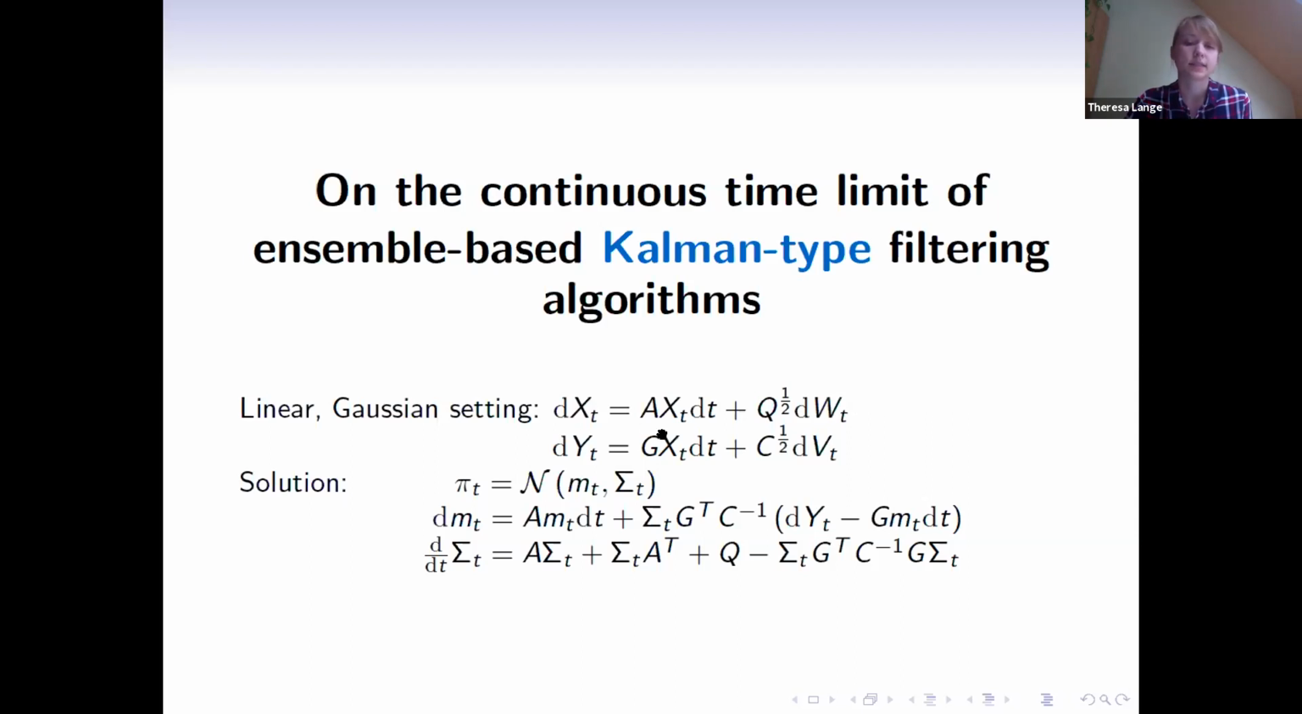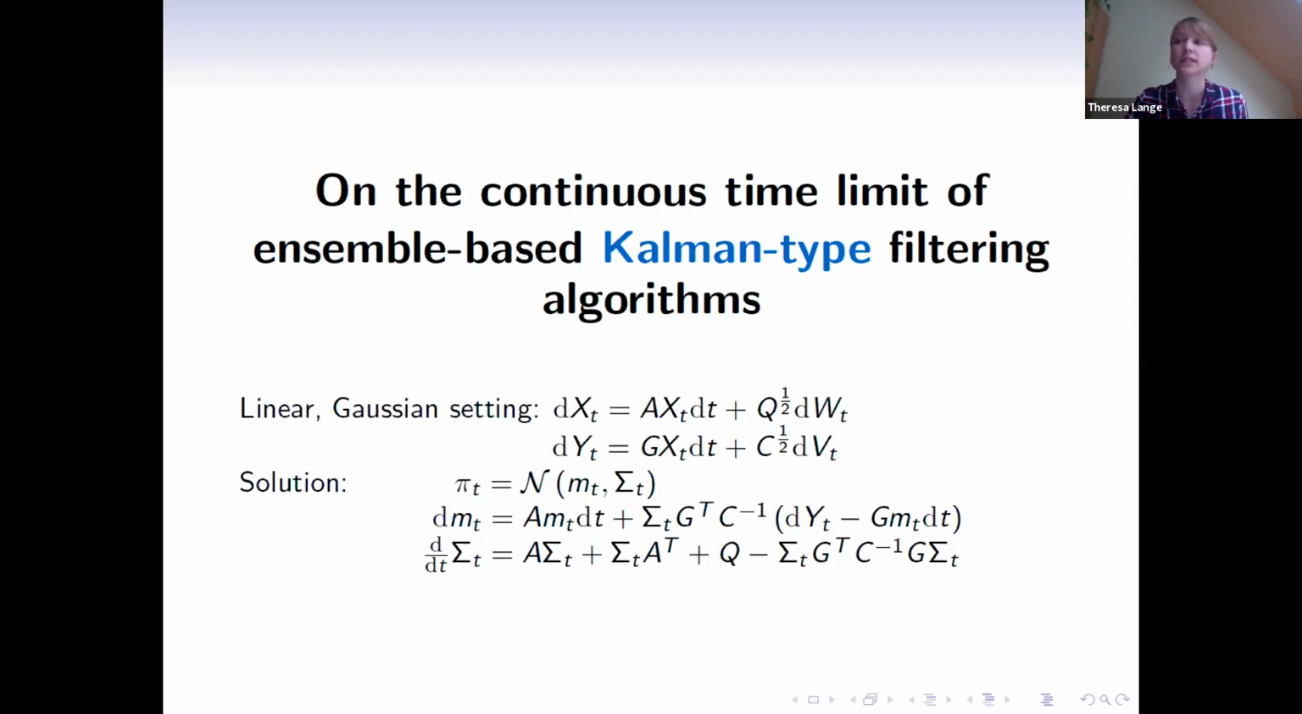And our process X is then observed linearly, again with measurement error, which is also Gaussian with mean 0 and covariance matrix C. And in this case, we can actually identify the conditional distribution, which will again be a Gaussian and therefore determined by its conditional mean and conditional covariance matrix. So the filtering problem in this case boils down to finding evolution equations of M and sigma, which can easily be obtained in this way.